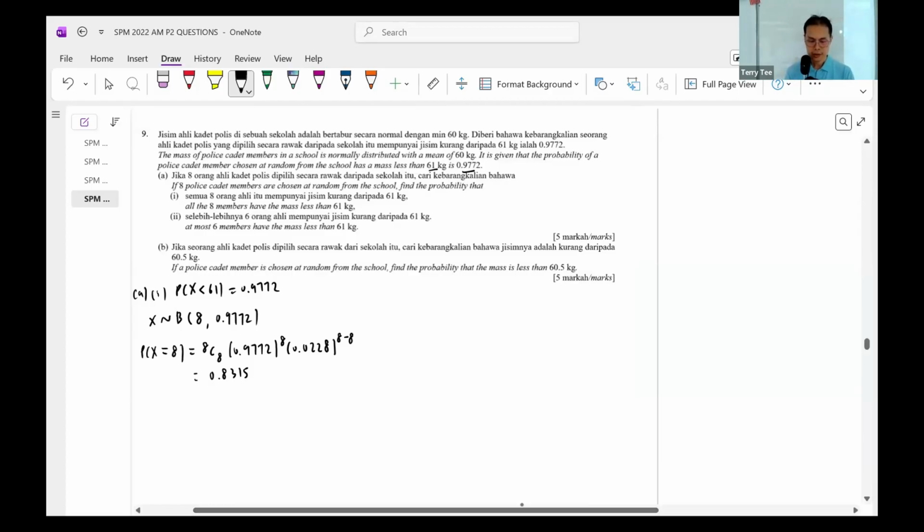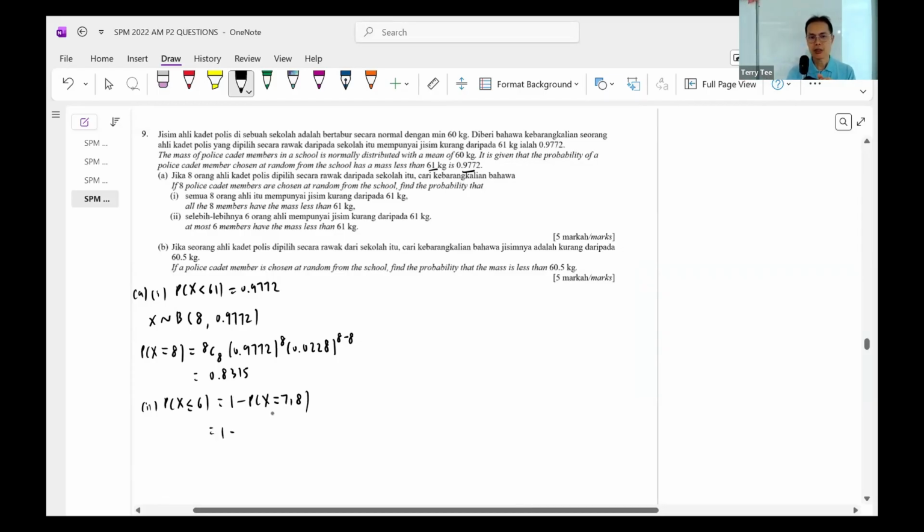Okay. Now, next one. You want at most 6 members have mass less than 61. At most 6 means maximum 6. So, are you going to count 0, 1, 2, 3, 4, 5, 6? That'll be a lot of work, right? So, the easiest way to do this is 1 minus what we don't want. We don't want 7 or 8. We want 0 to 6. We don't want 7 to 8, right?